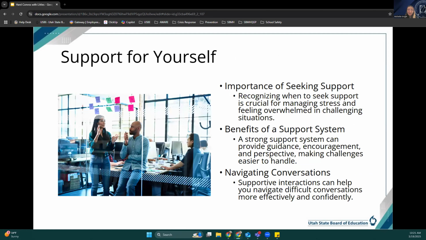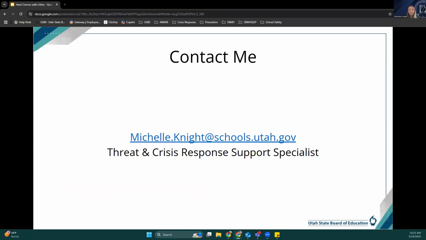And last but not least, it's always important that you support yourself. If you ever feel overwhelmed, don't hesitate to seek support from your colleagues or other professionals. Having a support system in place can help you navigate these conversations more effectively. We want to make sure that you are caring for the caregiver as well. And that is the end of my little presentation.